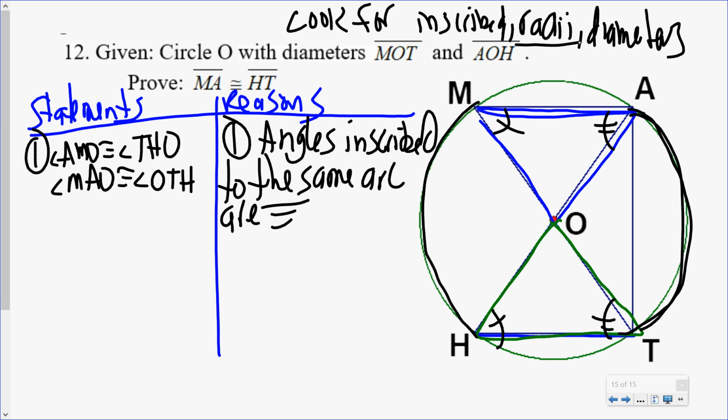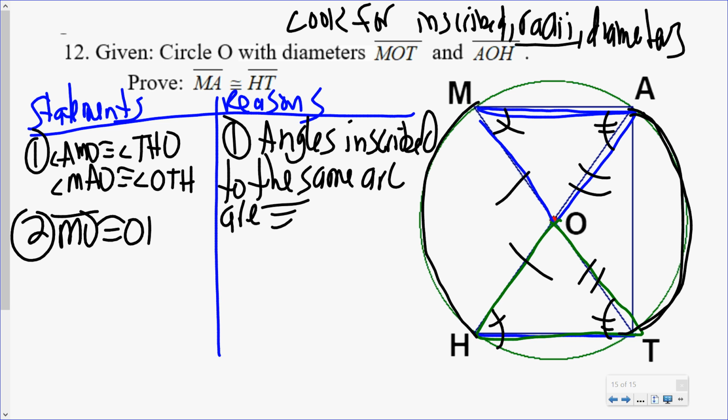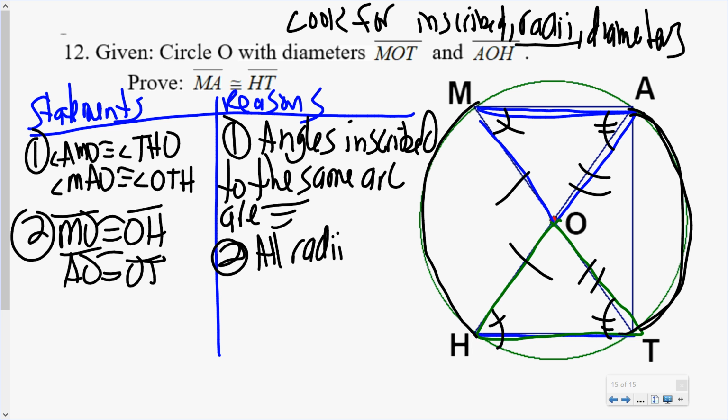Radii, do I see radii? Yep, I see a lot of radii. So I can state MO is congruent to OH, AO is congruent to OT, all radii of the circle are congruent. I have more than enough information right now.